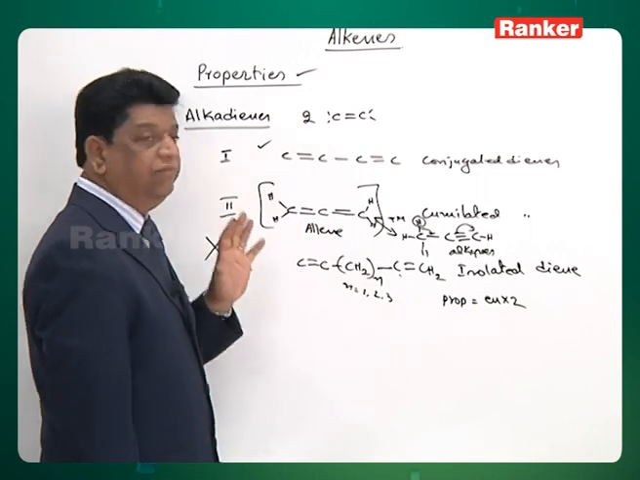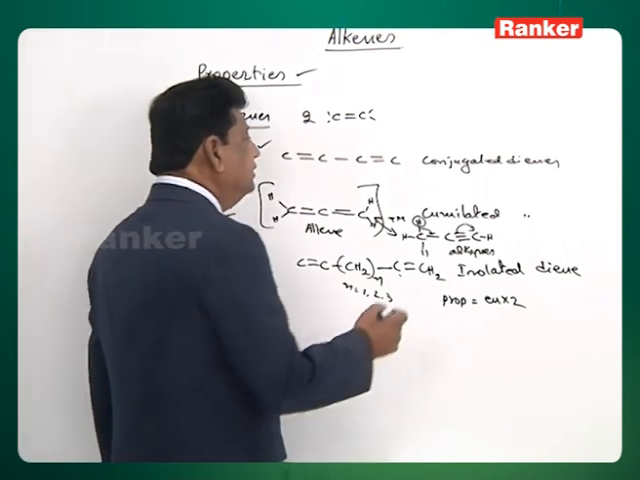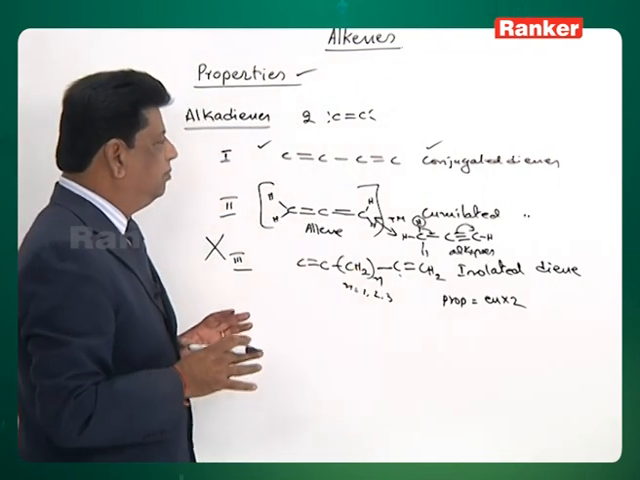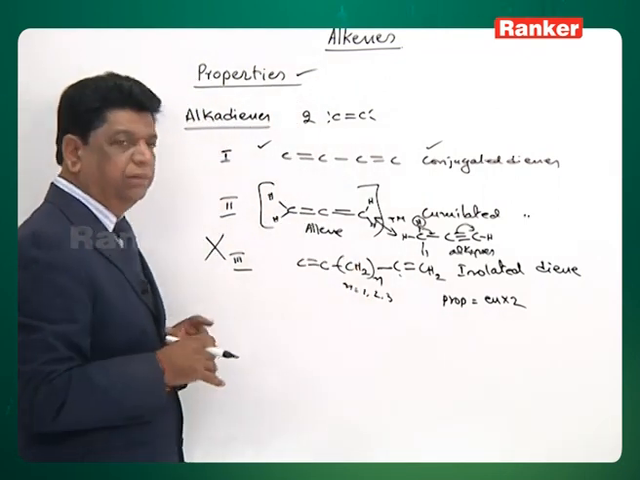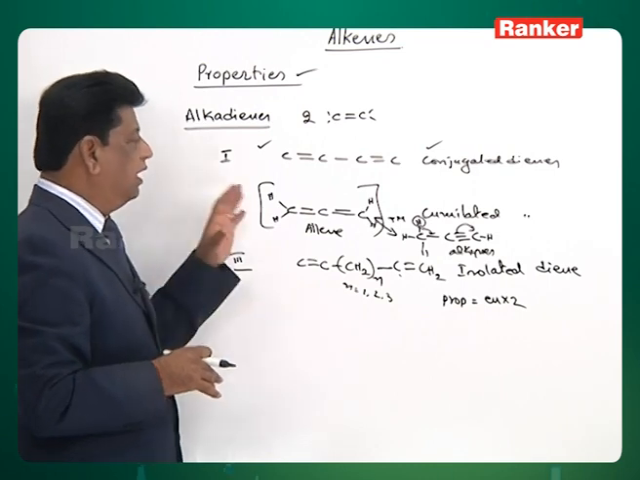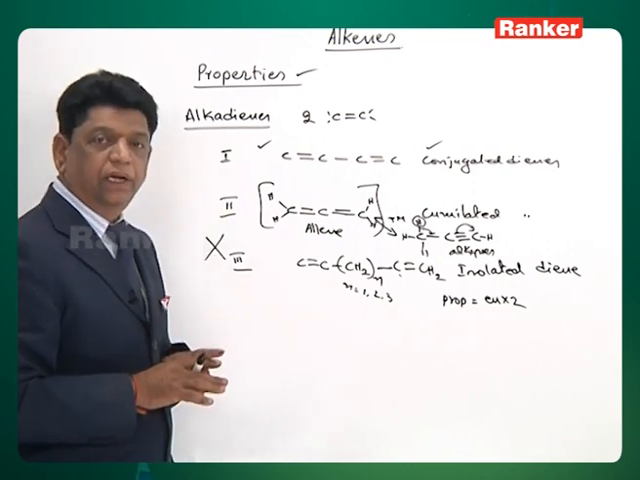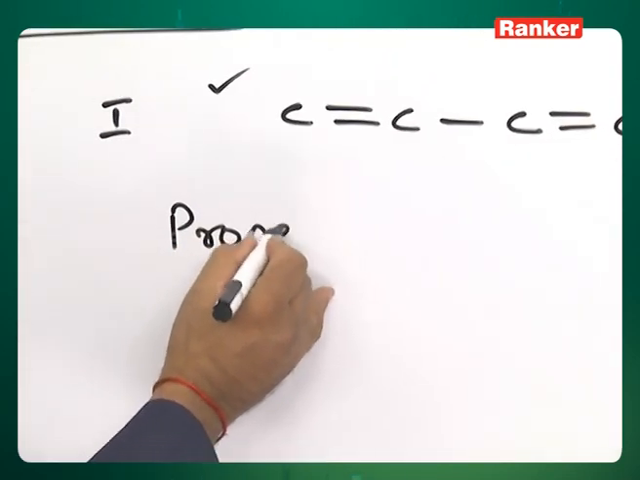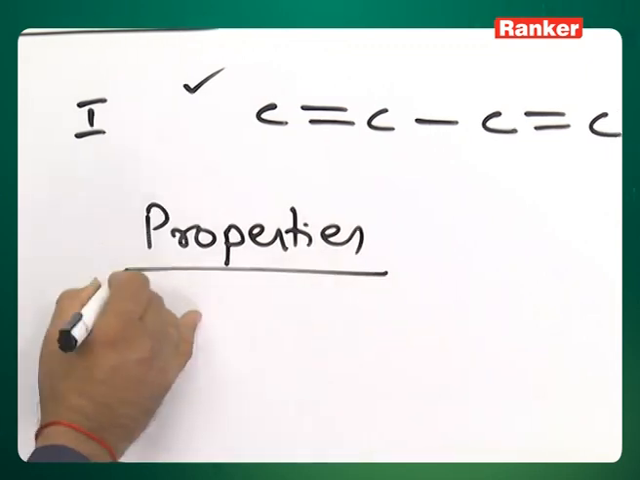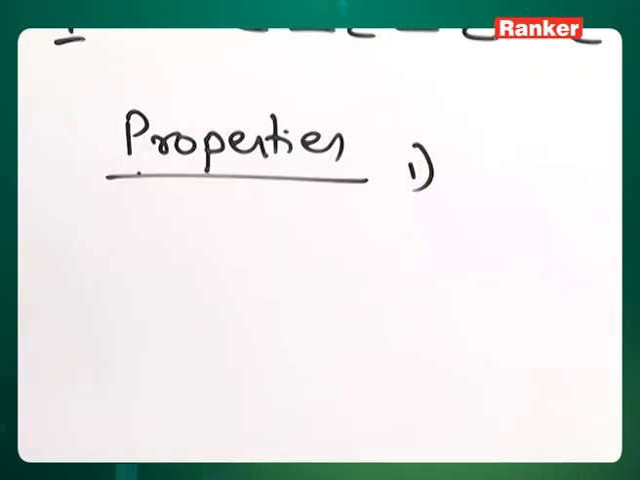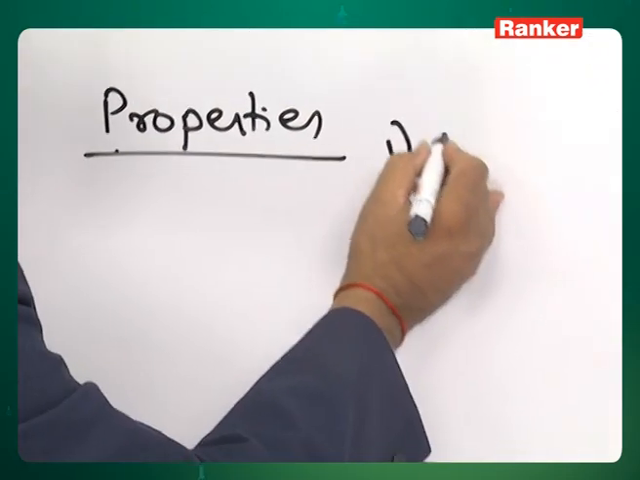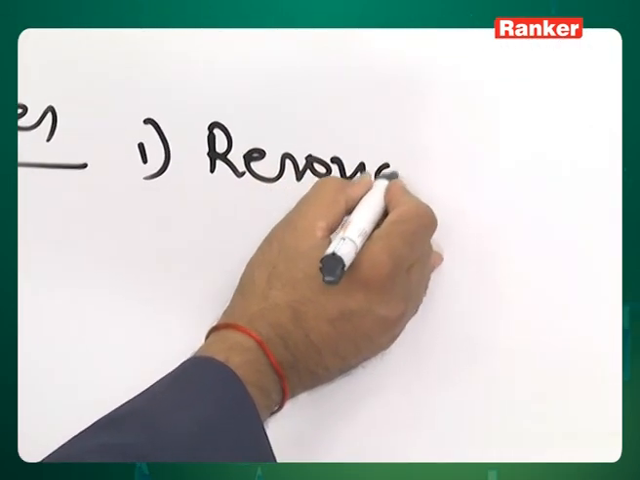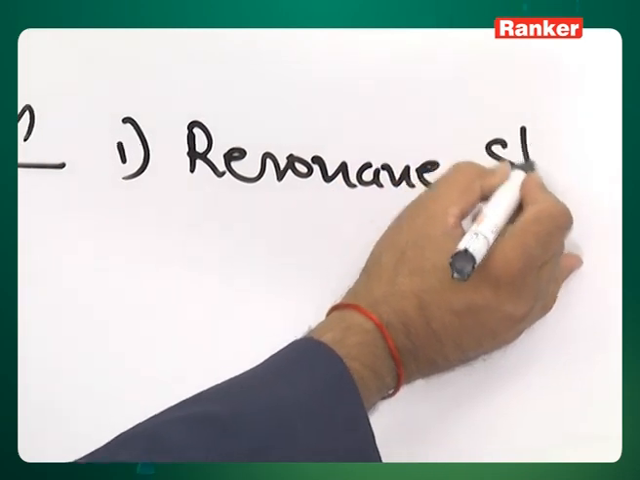Conjugated dienes have special properties. We are going to see this in detail. Some preparations are not much important, but especially we have to read the properties of these conjugated dienes. The first property is that they show resonance and thereby get stabilized. So we can say resonance stabilization or stability.